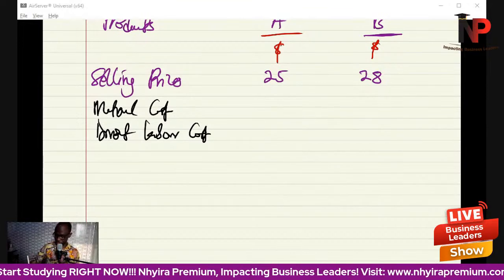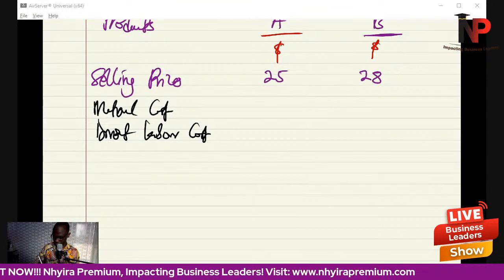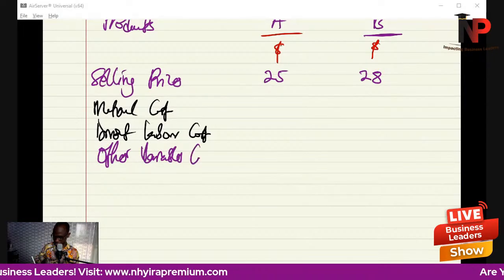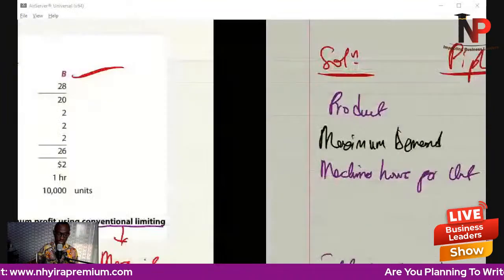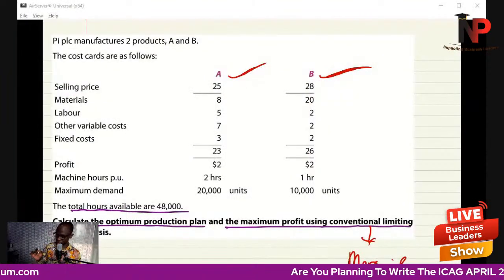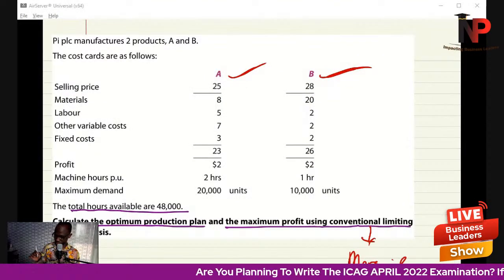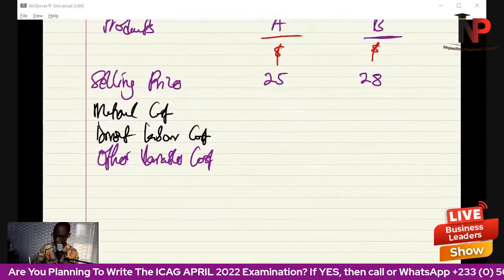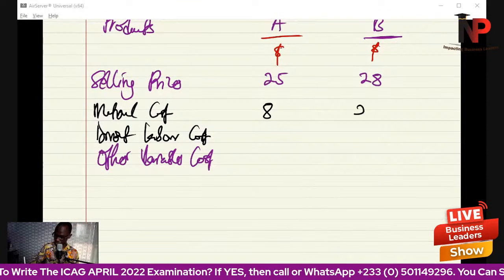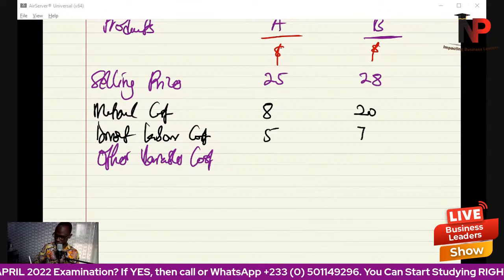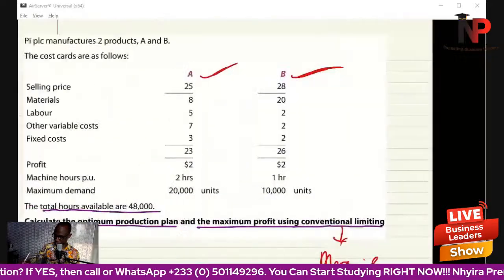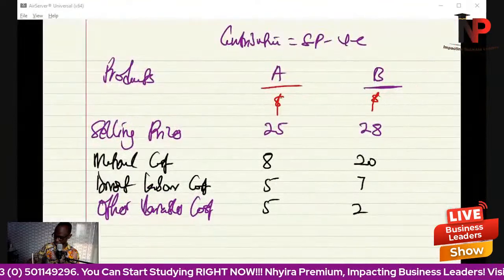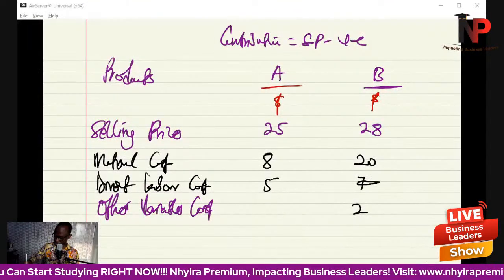So direct material, direct labor, and then other variable cost. We bring them up respectively in the question. We have 8, 20, 5, 2, 7, 2. Am I right? 5, 2, 7, 2 rather.